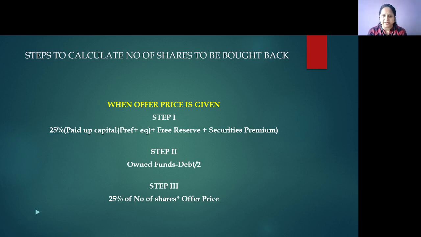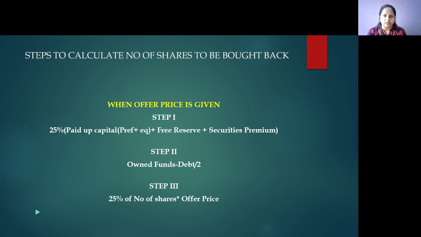So preference plus equity plus free reserves. Now what are free reserves? Free reserves mean any kind of reserves which are free to use, like general reserve, profit and loss account, dividend equalization reserve, etc. Plus security premium. All these things will be added up. First we'll make a total of this bracket, and 25% of that is the answer for step 1, the amount for step 1. Okay. Step 2 is own funds minus debt by 2. This is also one of the rules which we have put as a formula.